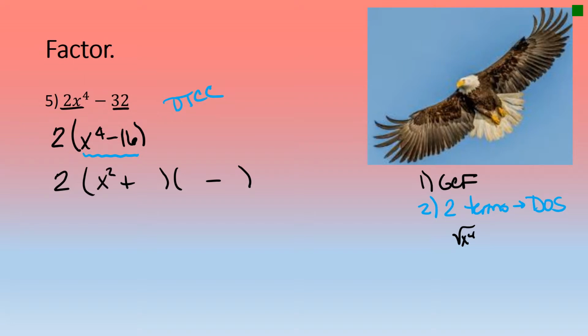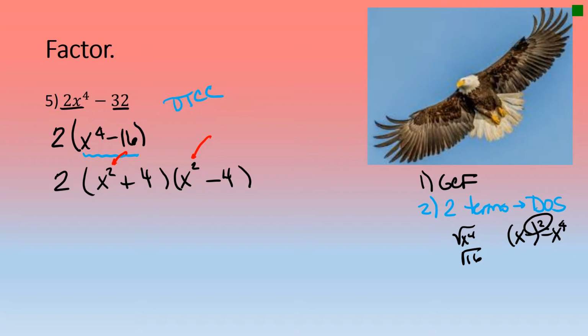x squared. Remember, that means x, what squared gives me x to the fourth? I'd be multiplying these, so it's going to be x squared. What's the square root of 16? 4. Now at this point you might want to stop, but here's your red flag. You have squares. If you don't have squares left, the only thing you could have done is forgotten a GCF, but you already took that out.